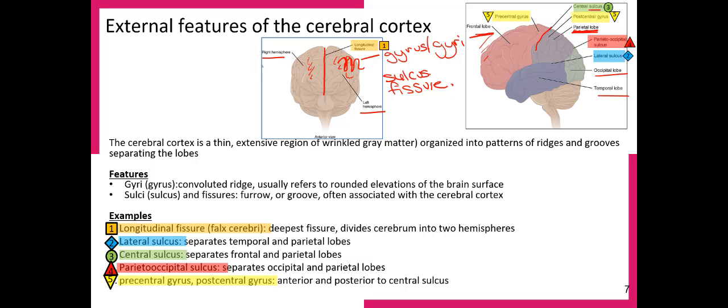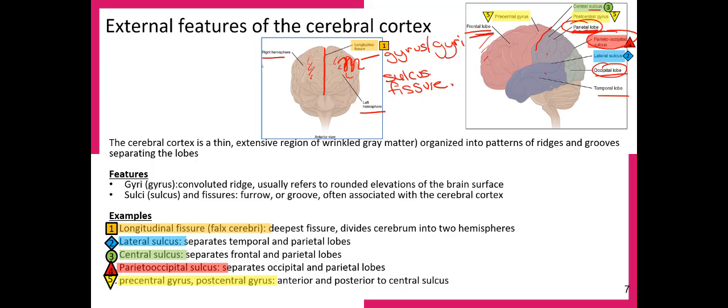So you've got sulci dividing each of these lobes, right? You've got the central sulcus separating out the frontal lobe from the parietal lobe. You've got the parieto-occipital sulcus separating out, funnily enough, the parietal lobe from the occipital lobe. And you've got the lateral sulcus separating out the parietal lobe from the temporal lobe.